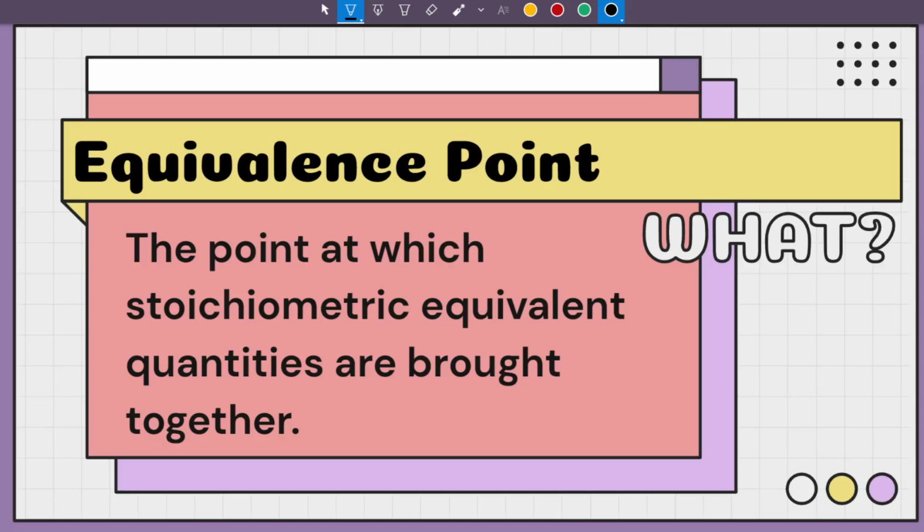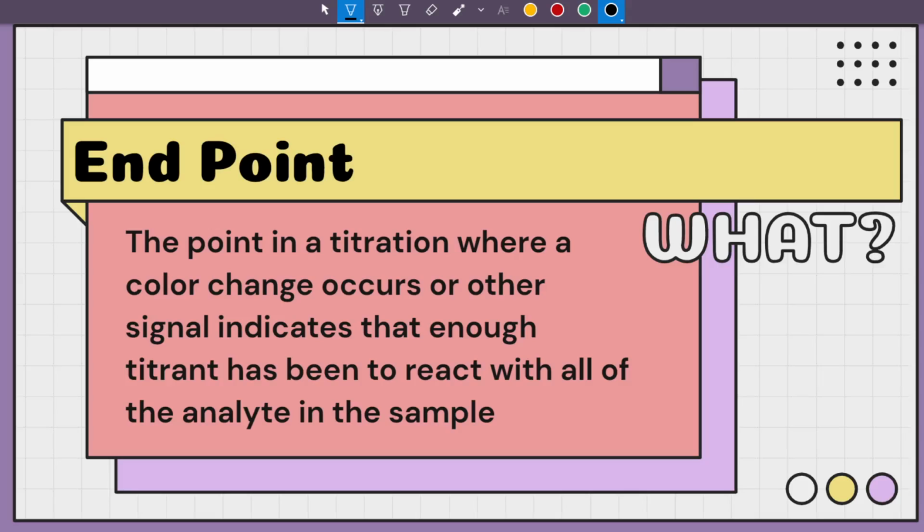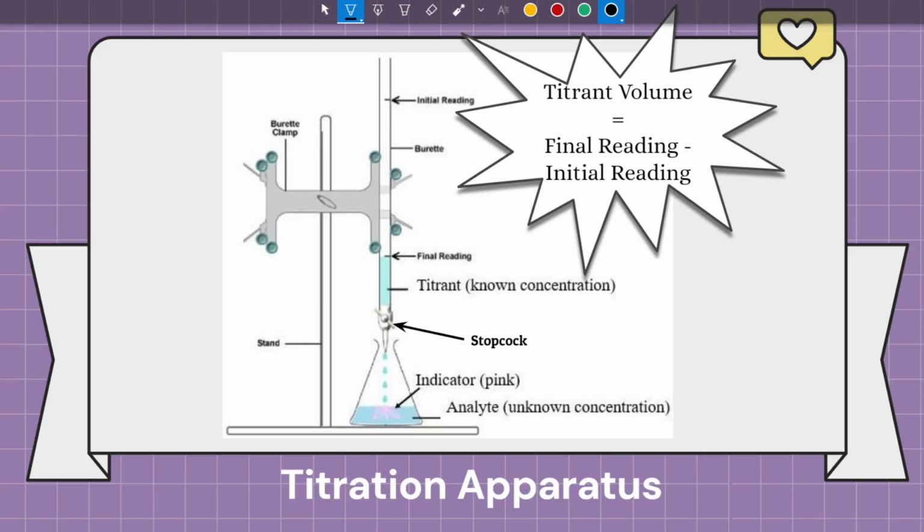So what happens in a stoichiometric titration is that you get two different points that occur. You have your equivalence point, which is the point at which the stoichiometric quantities are exactly equivalent. And you have an endpoint, and that's where you start seeing a color change because you've reacted all of the sample in the reaction.